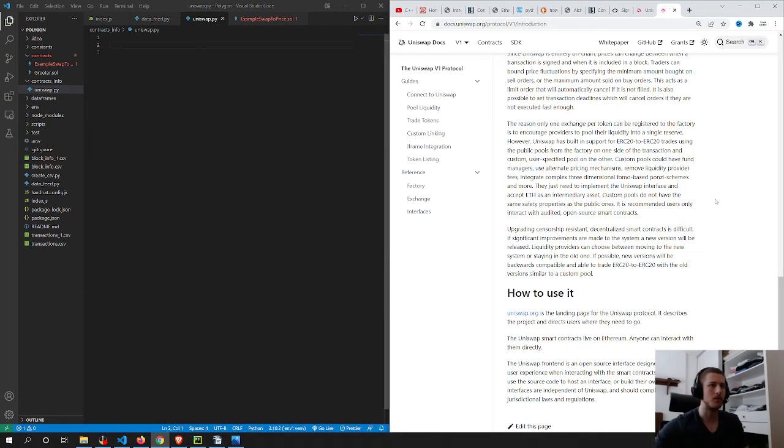The reason only one exchange per token can be registered to the factory is to encourage providers to pool their liquidity into a single reserve. However, Uniswap has built-in support for ERC20 to ERC20 trades using the public pools from the factory on one side of the transaction and a custom user-specified pool on the other.